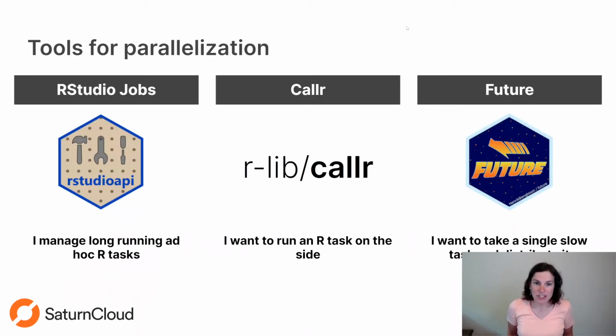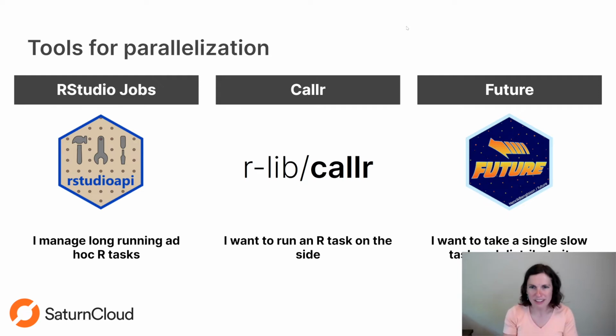So the three I mentioned: RStudio jobs, callr, and future. I use them for three different particular tasks. RStudio jobs are what I use when I have one giant long script, and I want that script to run five different times with five different sets of parameters, right? If I have one big long task that I really want to run, I just want to press a button and run them. RStudio jobs are a great way to have things happen in R in parallel that way.